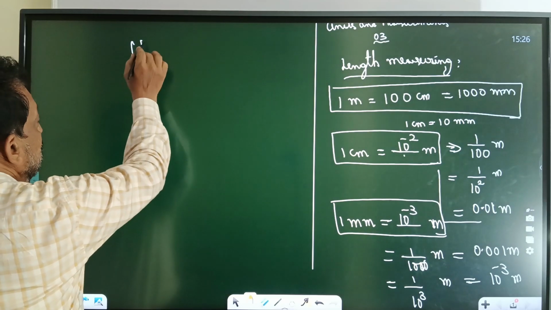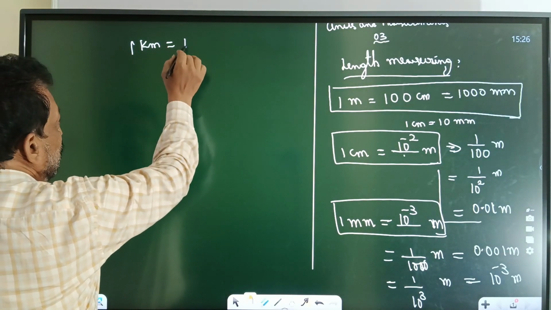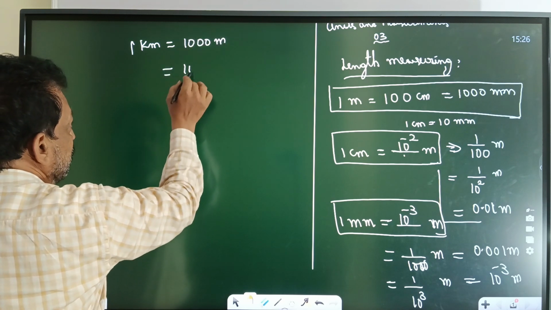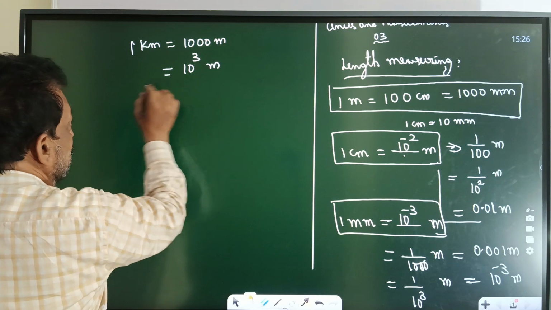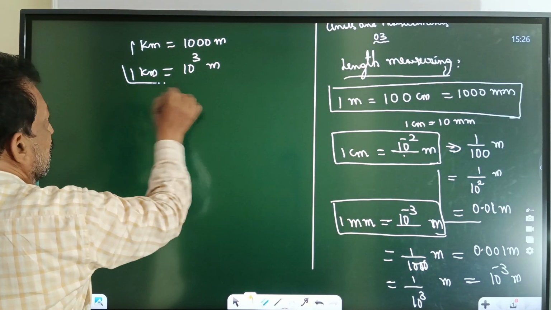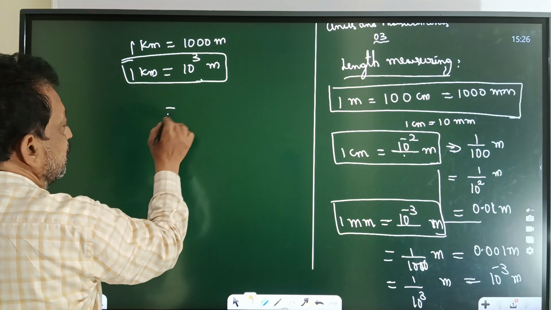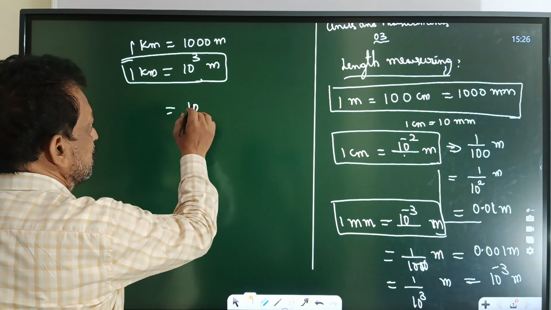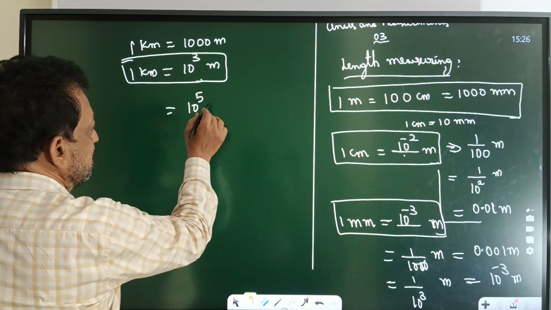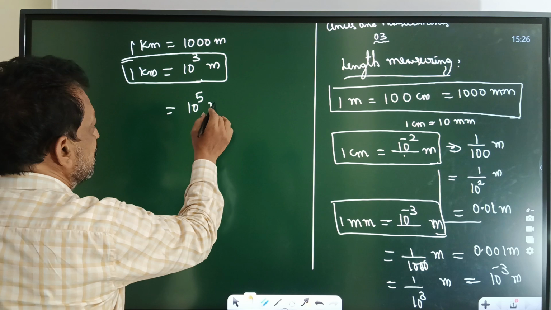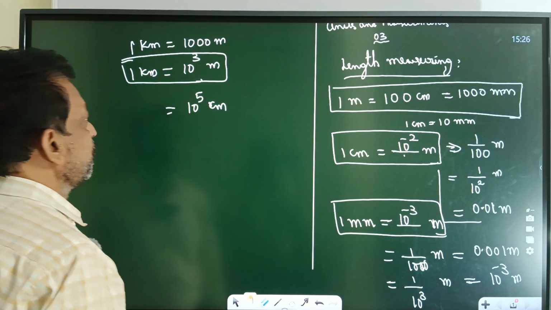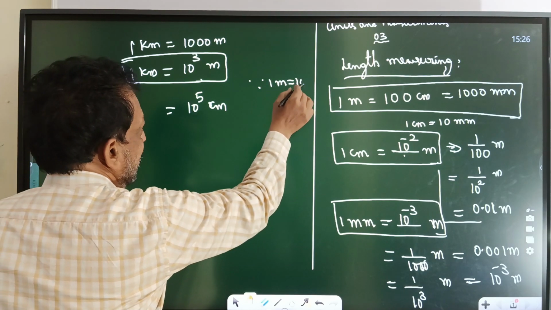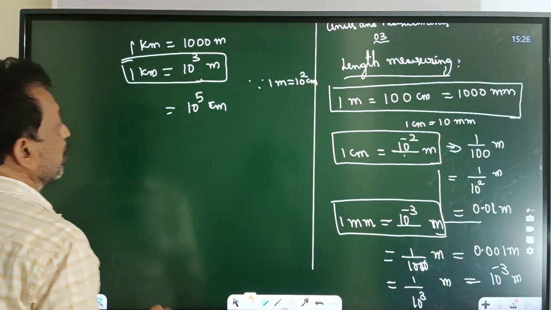1 kilometer is equal to 1000 meter. That is equal to 10 to the power of 3 meter. Or in terms of centimeter, 1 kilometer is equal to how many centimeter? 10 to the power of 5 centimeter. Why? Because 1 meter is equal to 10 square centimeter.